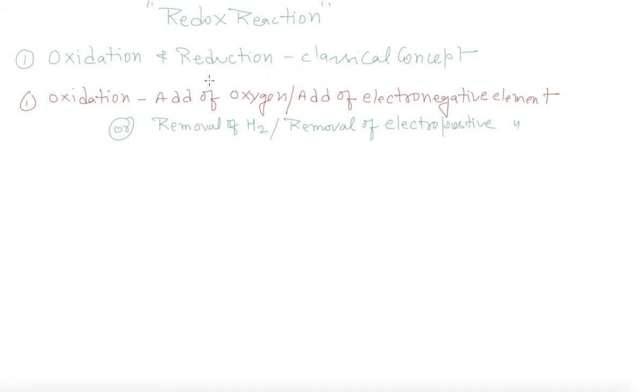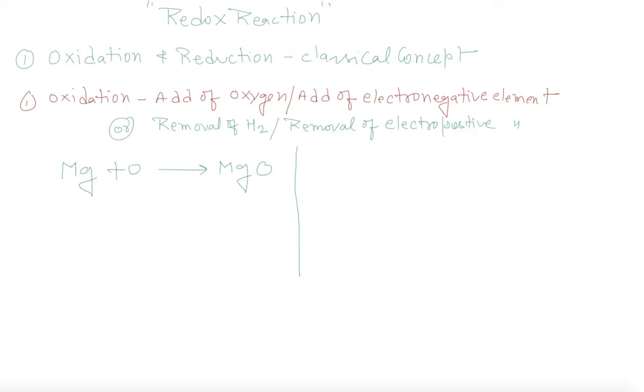According to the classical concept, what is oxidation? Oxidation is simply the addition of oxygen, and we get MgO. So this is oxidation, and you're watching that I'm adding O, and O is a non-metal and it is electronegative. So the second definition is automatically attached: the addition of an electronegative element is called oxidation, whereas removal of hydrogen or removal of an electropositive element is also known as oxidation.